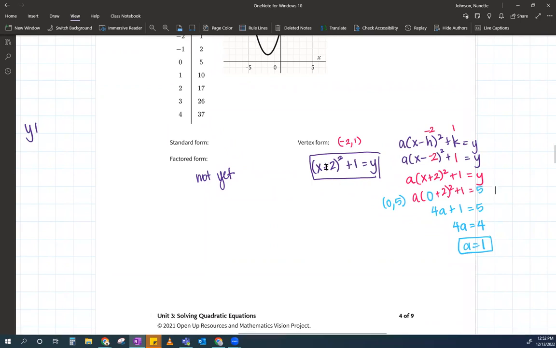So what I would do is multiply this out, right? Because what I want this to look like is ax squared plus bx plus c. So right here, I multiplied x plus 2 times x plus 2. Now I want it in standard form. Someone help me out with standard form. y equals what?